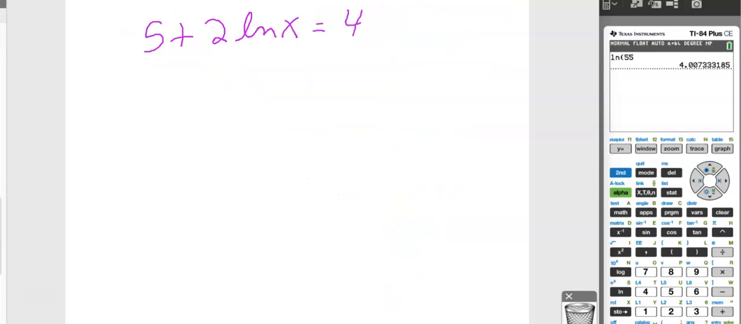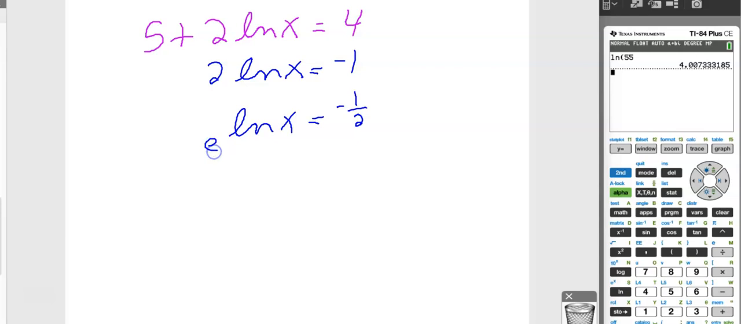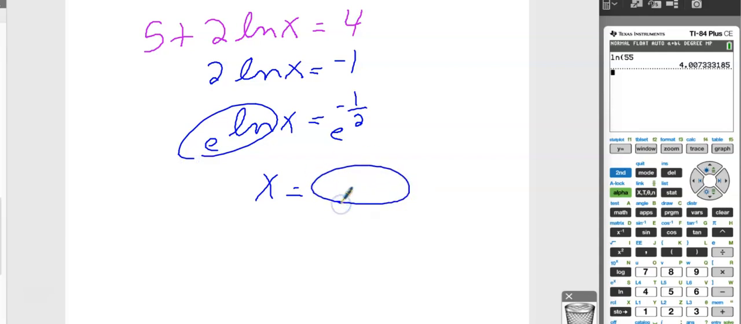Here, minus 5 from both sides. Divide by 2. To get rid of the ln, I'm going to e both sides. And again, these cancel each other out. So e to the negative 1/2. Again, just plug that into your calculator and get your decimal approximation.